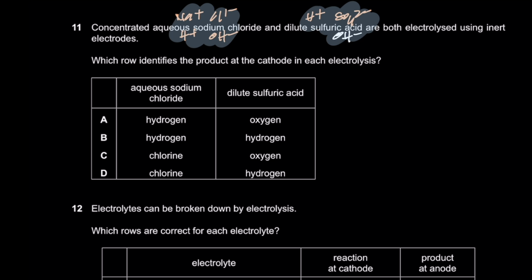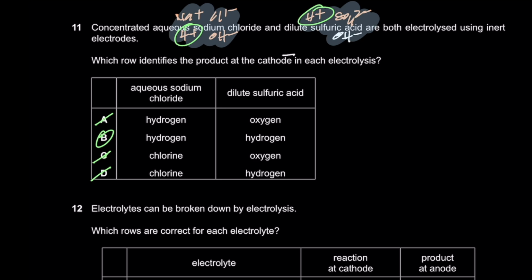So these are all the ions that are going to be present. Now it says which row identifies the product at the cathode. Cathode is the negative electrode. Positive is anode, negative is cathode. Now at the cathode, the hydrogen ion will discharge here, and again the hydrogen ion will discharge here. That's why B is the correct option.